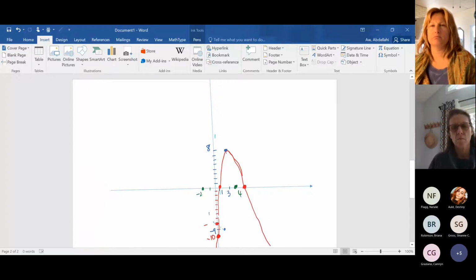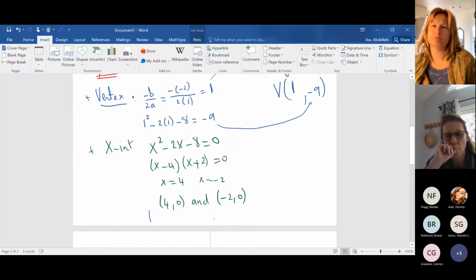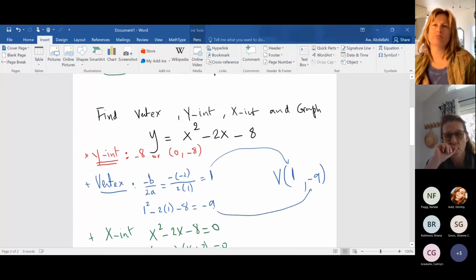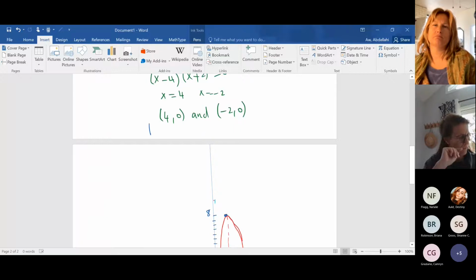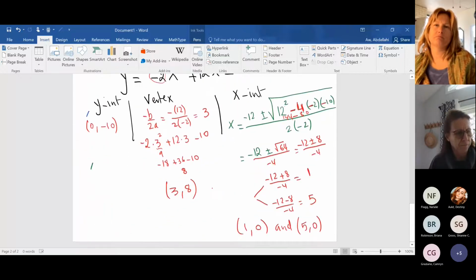And this line right here, this vertical line, is what you call the axis of symmetry. That is like the middle line. This is the middle of the parabola. Everybody see that? Everybody see what we need to do to graph a parabola? Everybody see that?